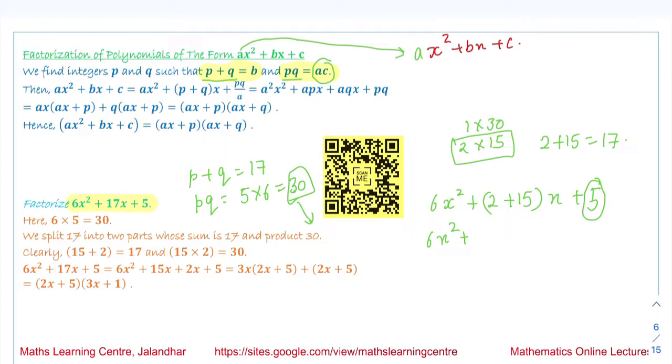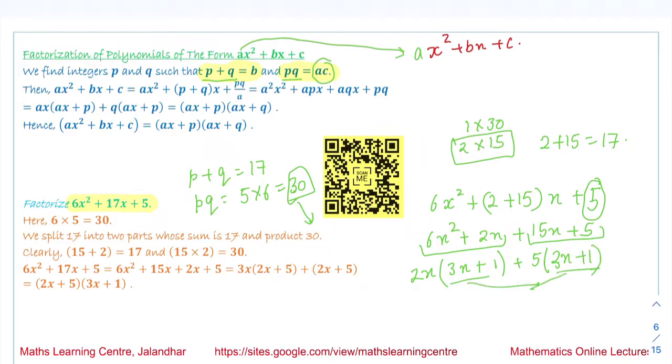So what we get from this is 6x square plus 15x, or if we solve it like this, it is basically 2x plus 15x plus 5. We group these two terms, so x is common. So 2x is common, and what we are left with is 3x plus 1. From the next term 5 is common and we are left with 3x plus 1. This term is same in both cases. So it is 2x plus 5 into 3x plus 1.